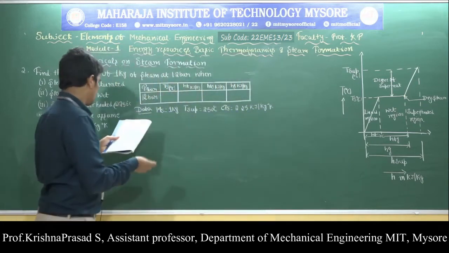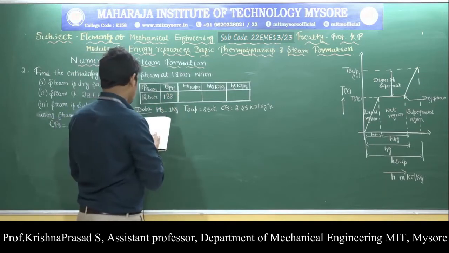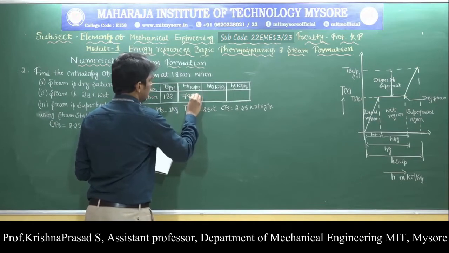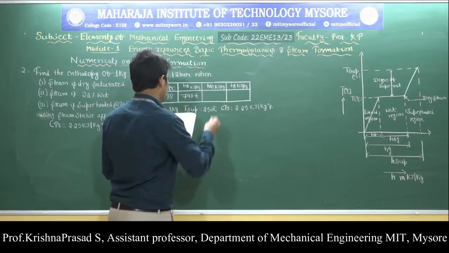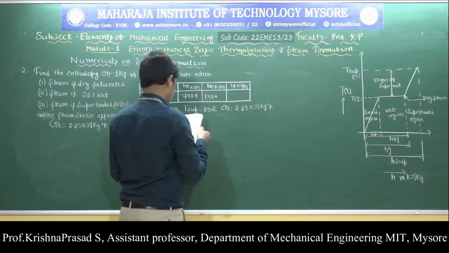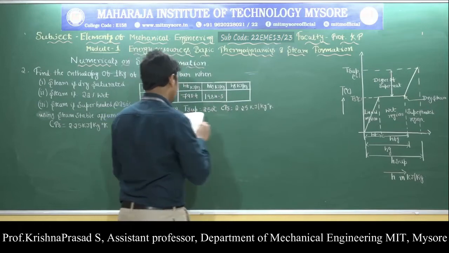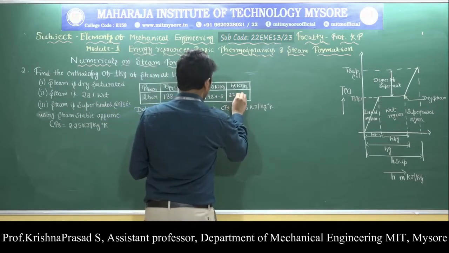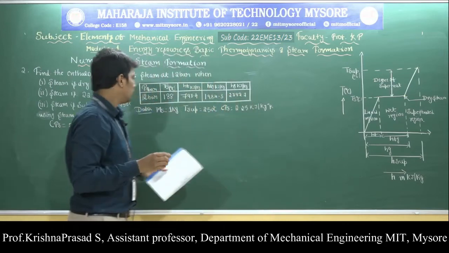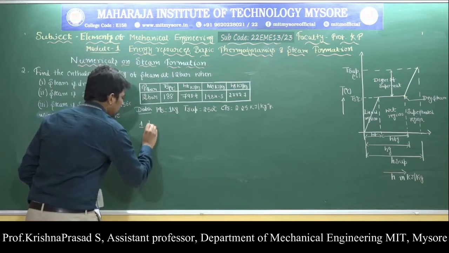At the pressure of 12 bar, I am writing the values: saturation temperature is equal to 188 degrees centigrade, hf is equal to 798.4 kilojoule per kg, hfg is equal to 1984.3 kilojoule per kg, and hg is equal to 2782.7 kilojoule per kg.